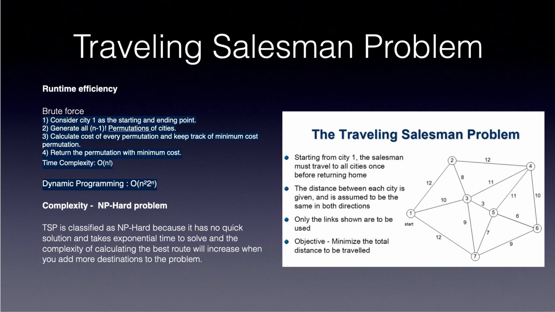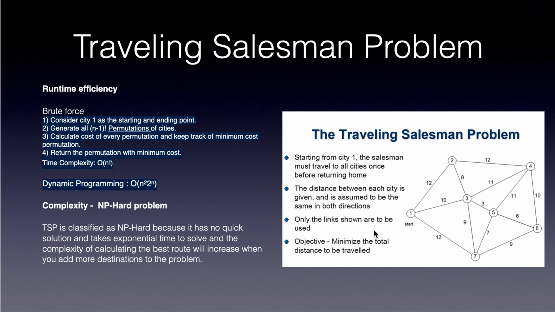Moving on to the next algorithm problem, the traveling salesman problem. It goes as, given a set of cities and a distance between every pair of cities, the problem is to find the shortest possible route that visits every city exactly once and returns to the starting point. Here, an obvious solution is the brute force solution to check all the possibilities. But this method would take factorial time to go through all the permutations of the cities.